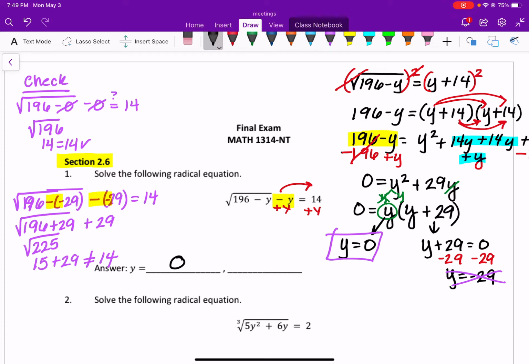And again, remember, anytime our problem has a square root, we have to come over here and check our answers to make sure that they both work. And most of the time, one of them is not going to work, just kind of as a side note.